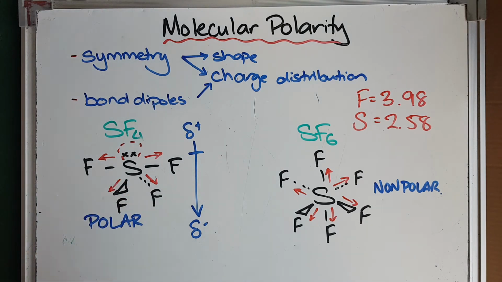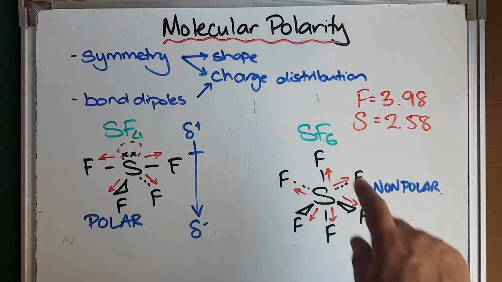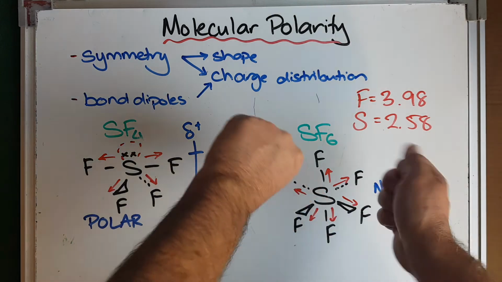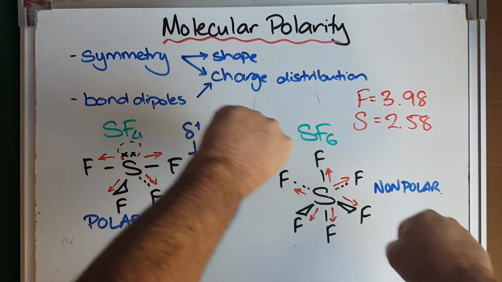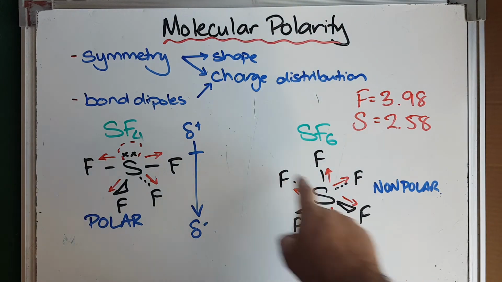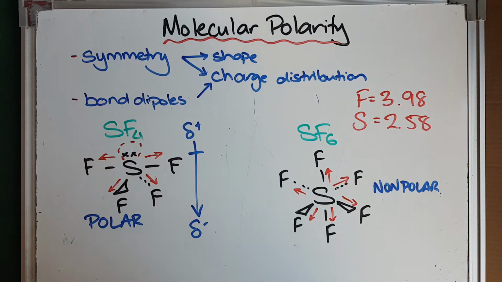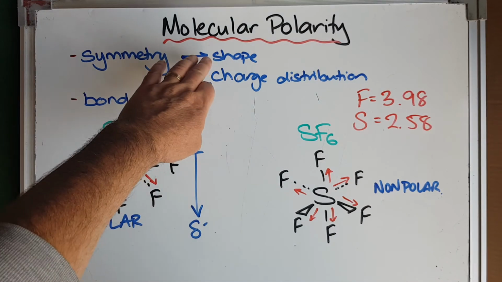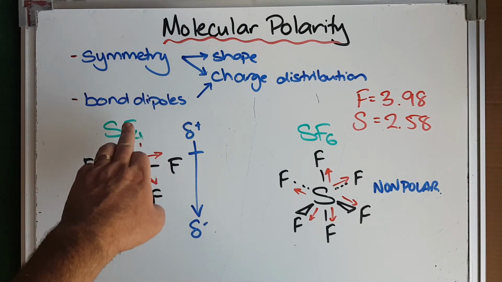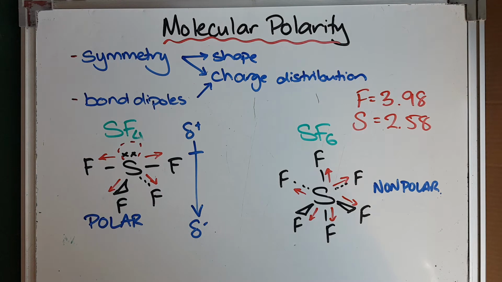Now, conversely, SF6, which has got exactly the same bonds in it, is non-polar. And the reason for that is that in three-dimensional space, the corners of an octahedron, all of those dipoles are pulling in opposite directions to each other, across 180 degrees from each other. So they're cancelling each other out, creating a non-polar molecule because it has symmetry of shape and symmetry of charge distribution due to its dipoles.